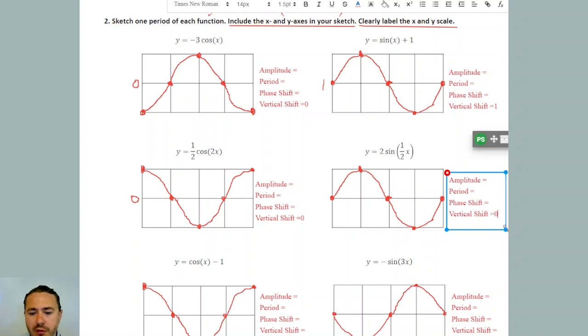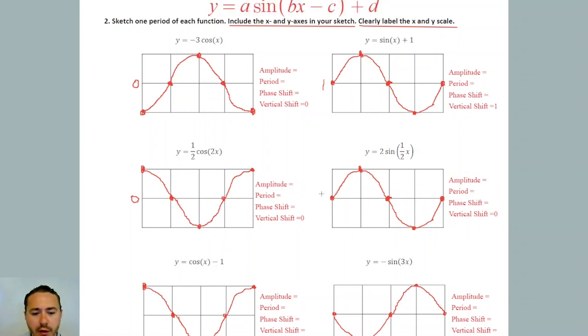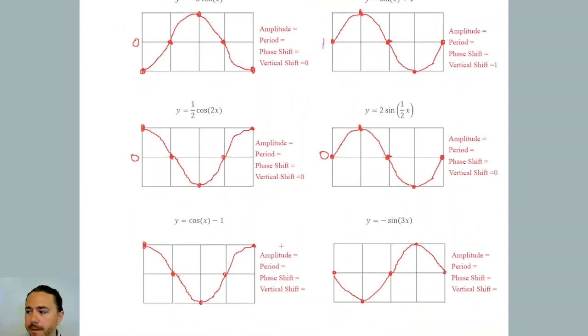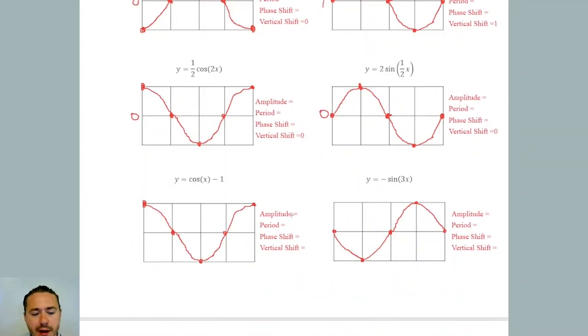Can we make that a little bigger so it can fit? There we go. You can see we're not adding anything here. This next one, we are subtracting 1. So that means that our vertical shift is -1.